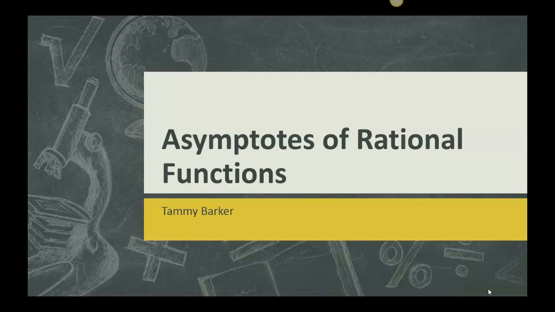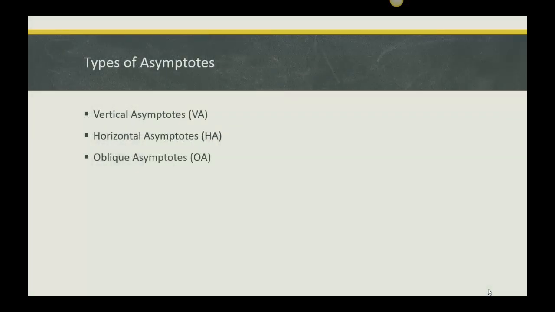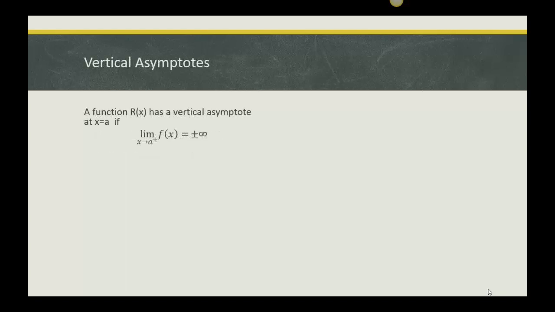In this video, we're going to look at asymptotes of rational functions. There are three types of asymptotes: vertical asymptotes, horizontal asymptotes, and oblique asymptotes. Let's talk about a definition.